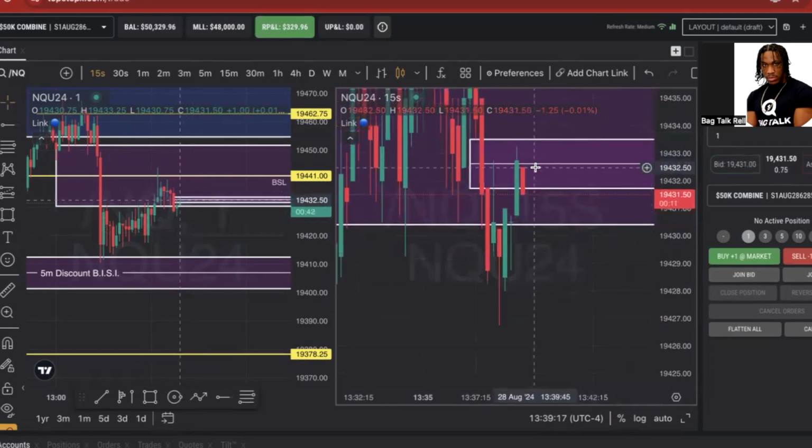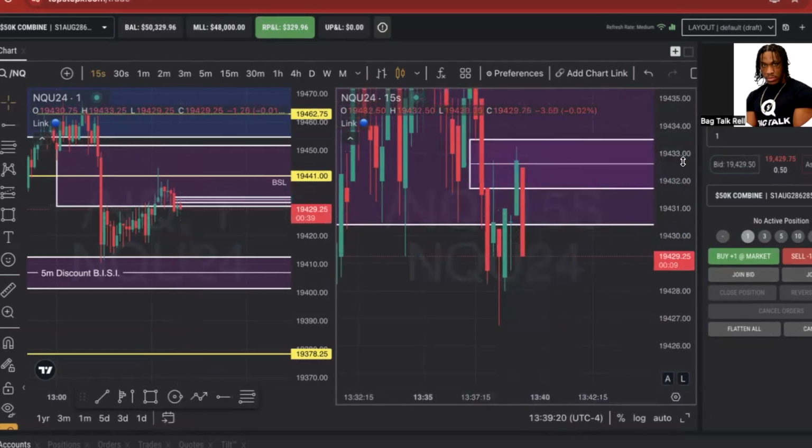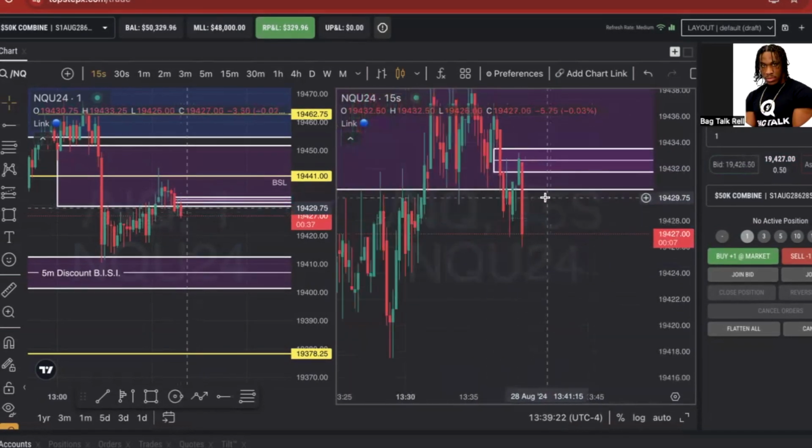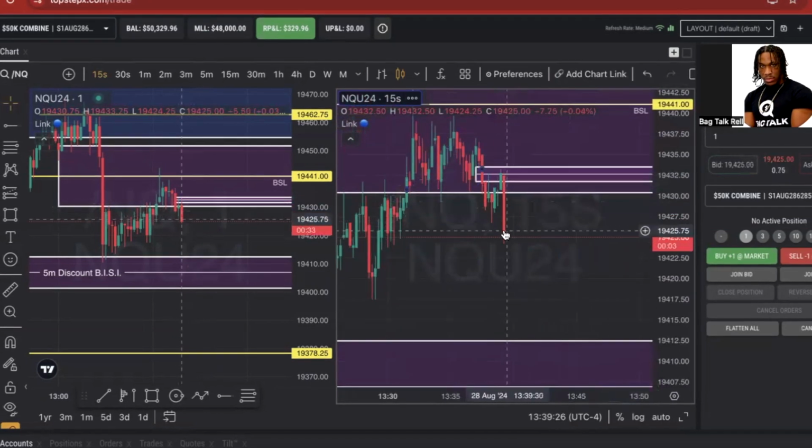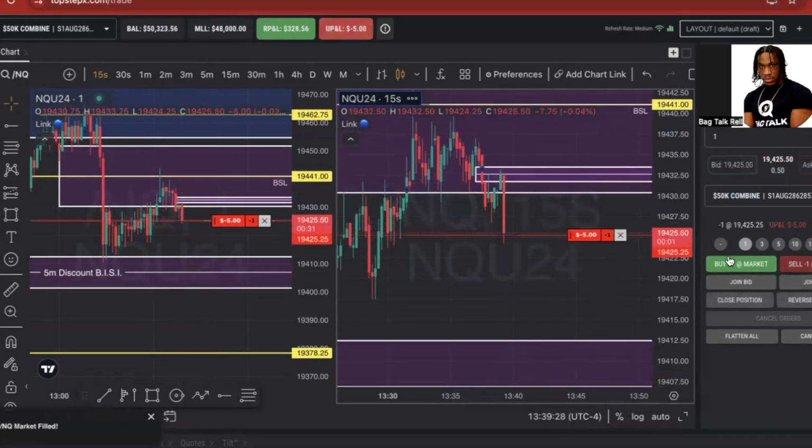I like that the 15-second bodies is holding this area still. So if we start to make another 15-second SIBI like we are right now, then I'm gonna get in. See, this right here is confirmation for me. So I'm gonna go ahead and get in.